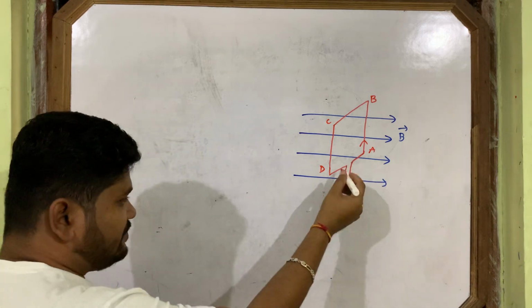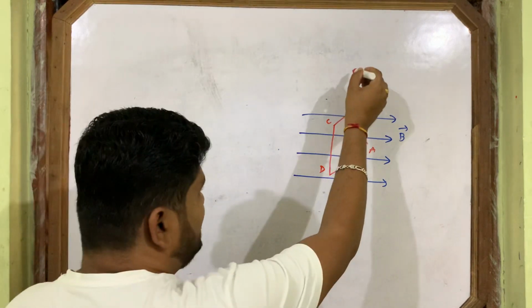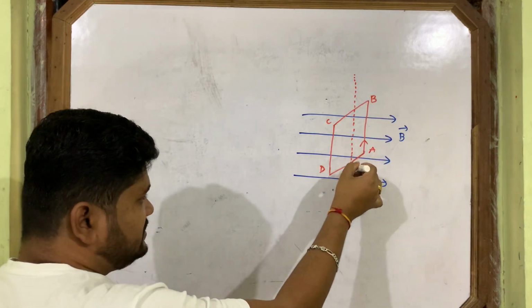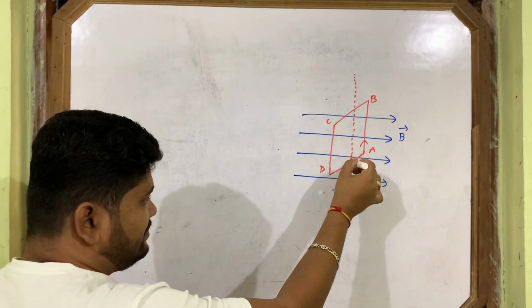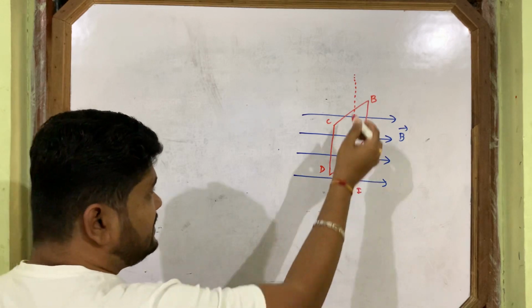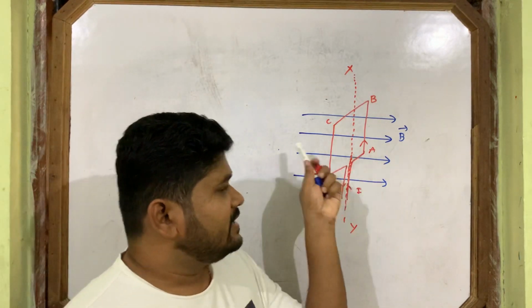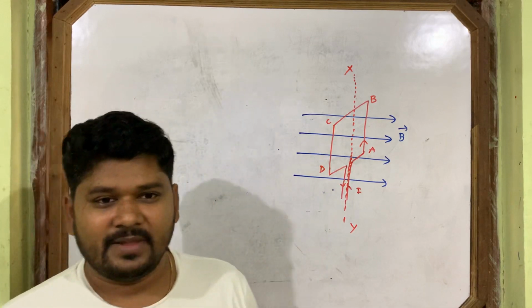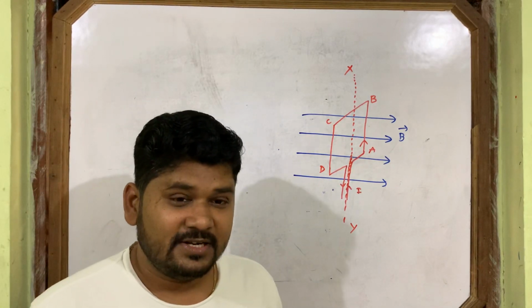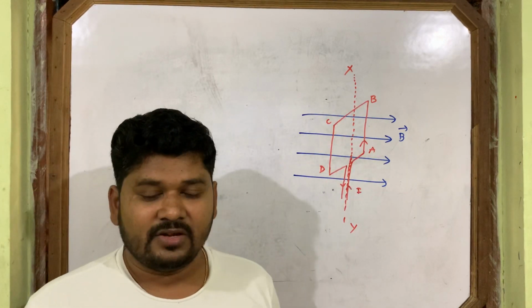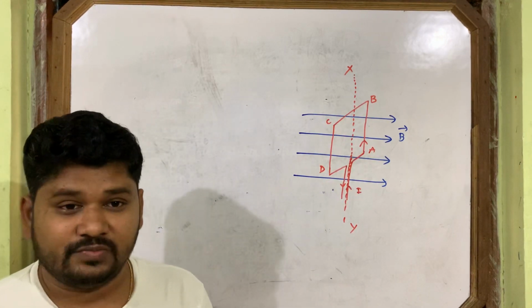Okay, this very small gap, then the current comes out, and one axis is there about which this conductor can rotate. Let's take this as the XY axis about which this coil can rotate. Means we are going to discuss torque on a current carrying loop. Torque on a current carrying loop.